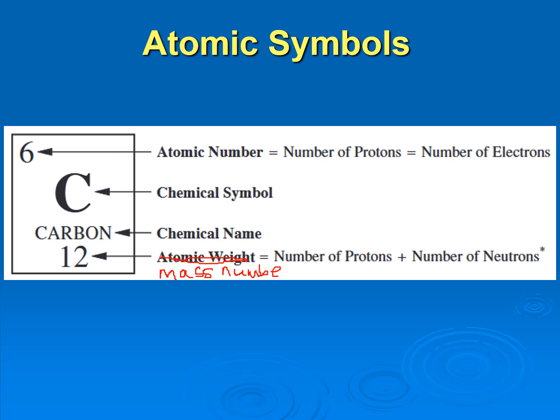Okay, remember the mass number is just the number of protons and the number of neutrons. So we've got a mass number of 12. So if we know that our atomic number is 6, and that's our number of protons, and then our mass number is 12, and that's the number of protons plus the number of neutrons, then the number of neutrons, because we know we've got 6 protons, and that means to get to 12 for our mass number, we would have to have 6 neutrons. Okay.